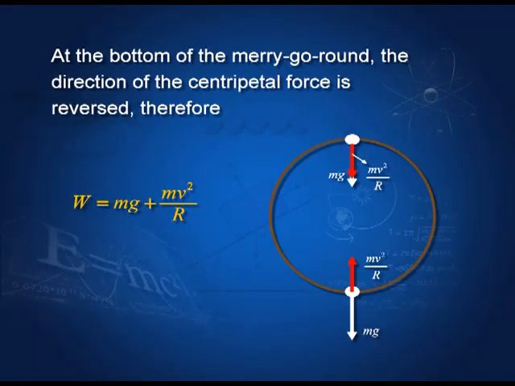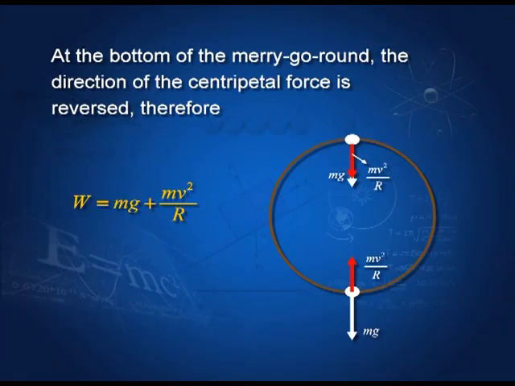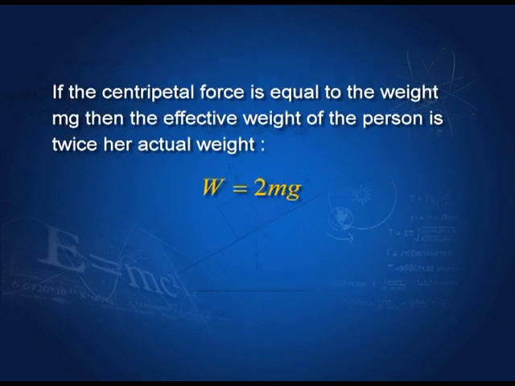What happens at the lowermost point? Now, the weight is still acting vertically downwards, but the centripetal force has changed direction. So, therefore, the equation of the apparent weight would now be mg plus mv squared by r rather than mg minus mv squared by r, which was at the highest point. At the lowest, it is mg plus mv squared by r, and if mv squared by r is equal to mg, so that at the top the object does not have any weight, at the bottom it has the weight equal to twice its own weight.